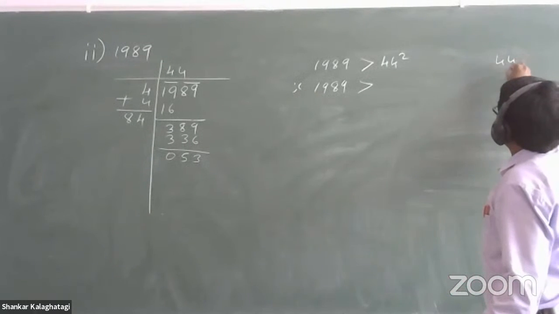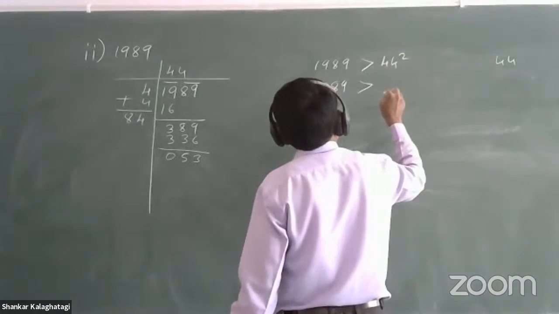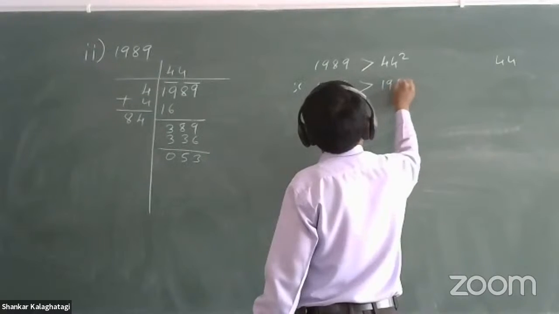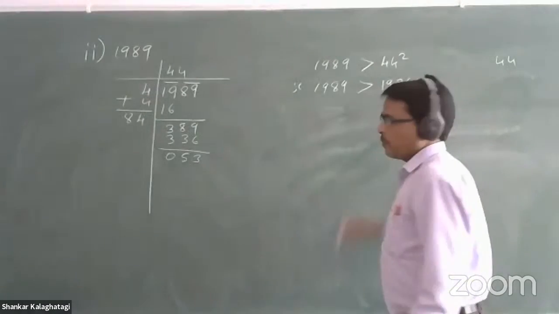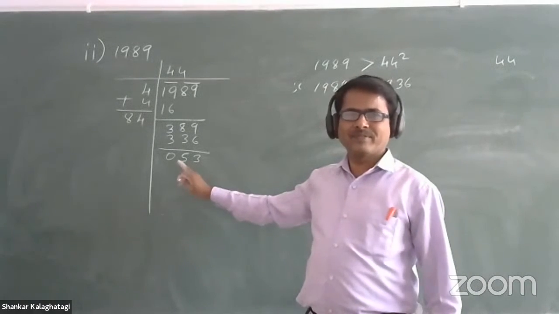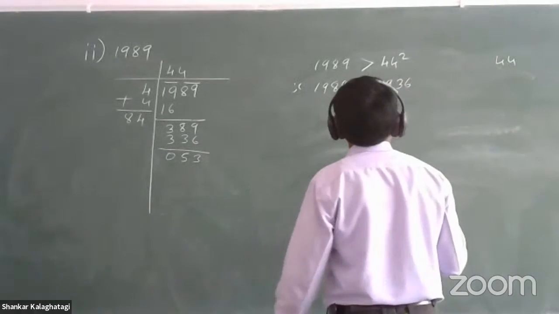Sir, 1989 minus 53. 1936. Yes, sir. 1936. Intelligent students, you have not multiplied 44 into 44, isn't it? You have subtracted this. Correct? Yes, sir. 1936.